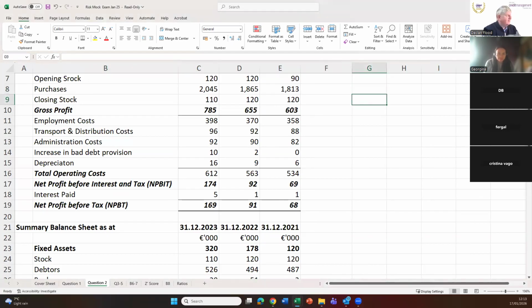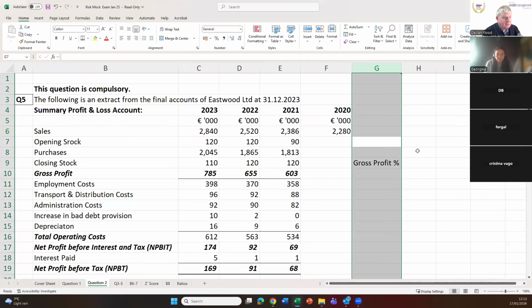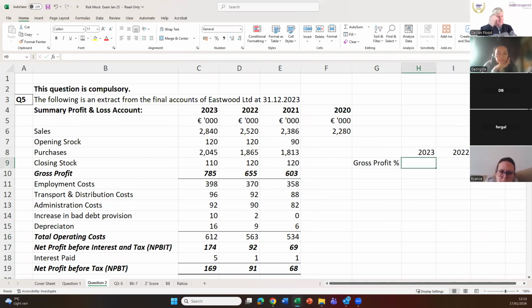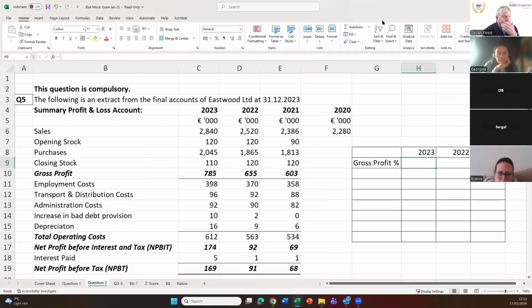Say we decide on the gross margin, gross profit percent. So I would do gross profit percent for 2023, 2022, and 2021. If you do your six in a grid, are you with me? To me it just makes life an awful lot easier.